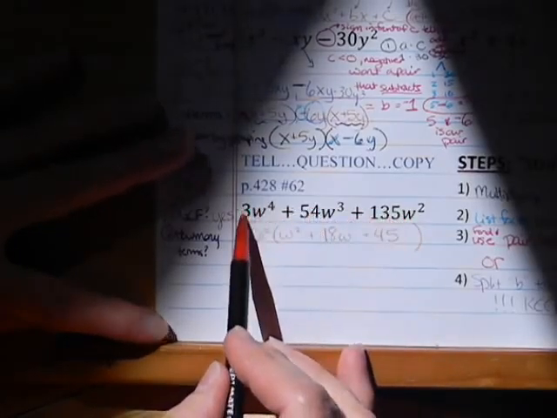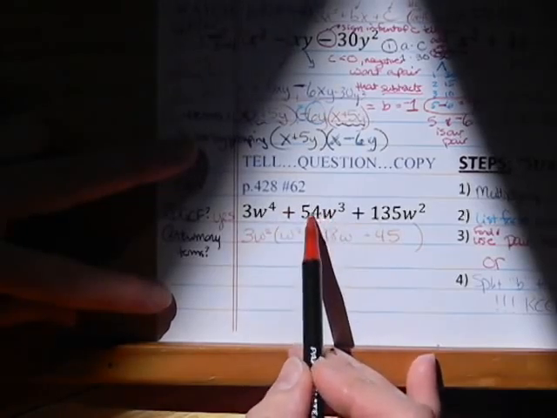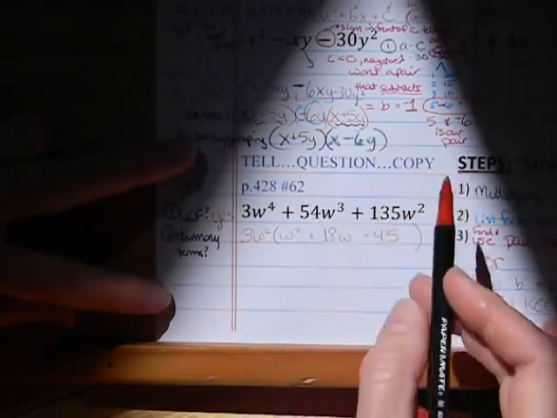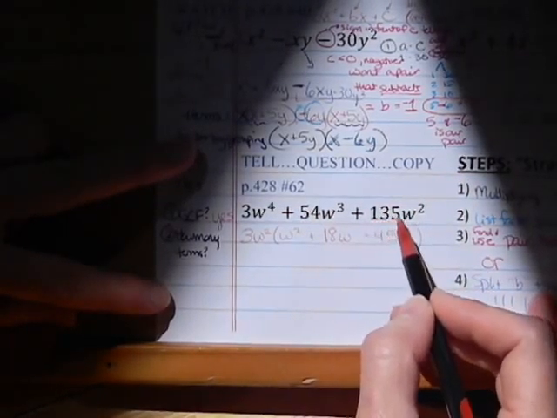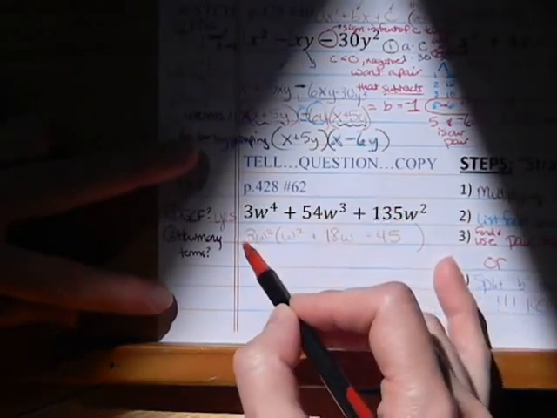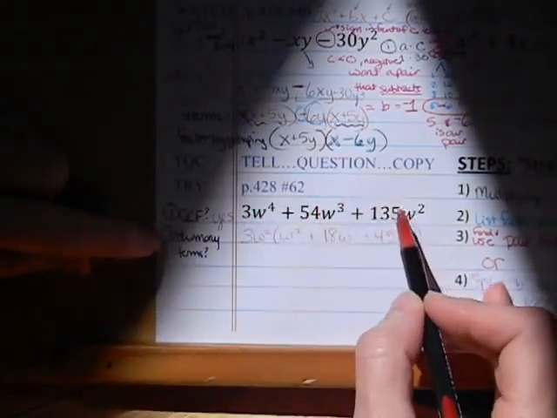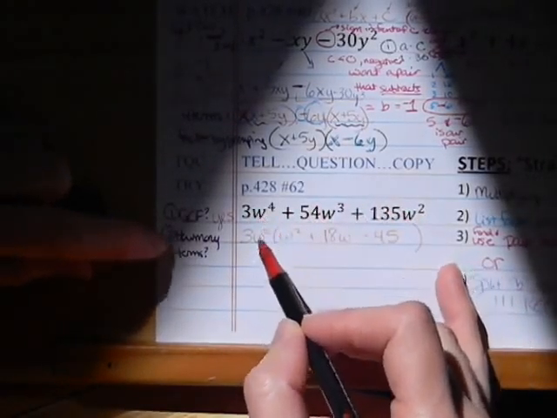All three of these numbers are divisible by 3. 5 plus 4, add the digits, that's 9. 9 is divisible by 3, so 3 goes into 54. You know that trick? Add the digits, 1, 3, and 5. 1 plus 3 is 4, 4 plus 5 is 9. 9 is divisible by 3, so this big number is divisible by 3, 135. So 3 goes into each of these, w squared, so pull out the GCF.